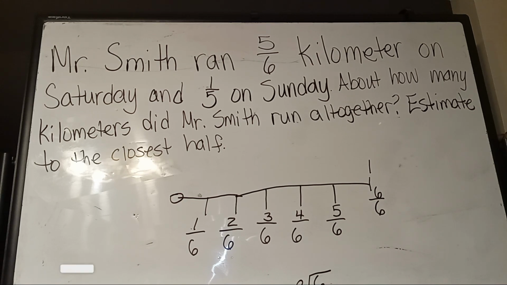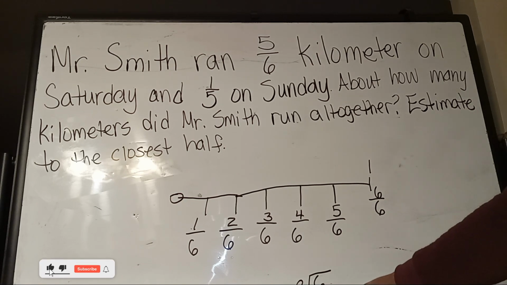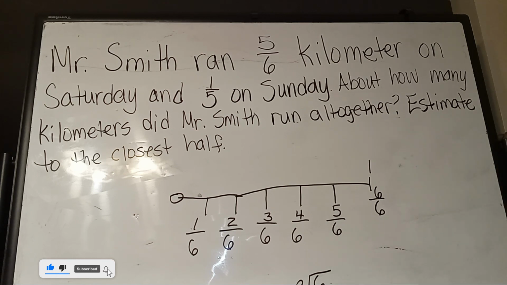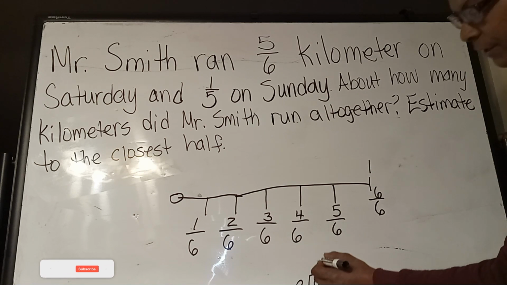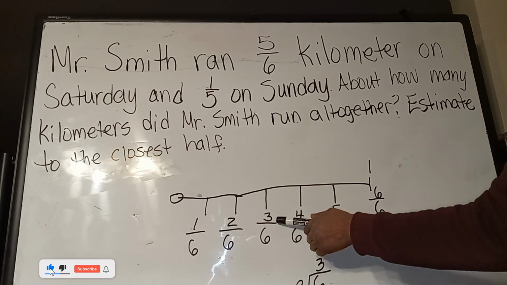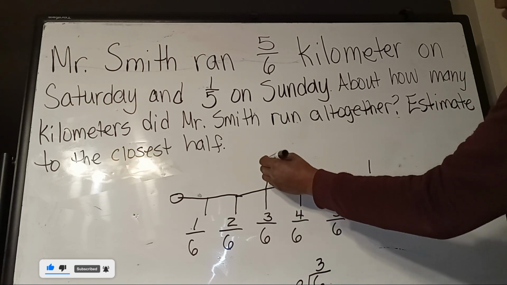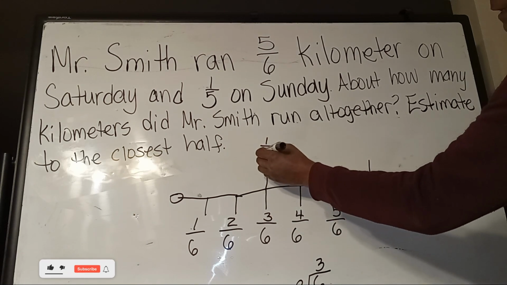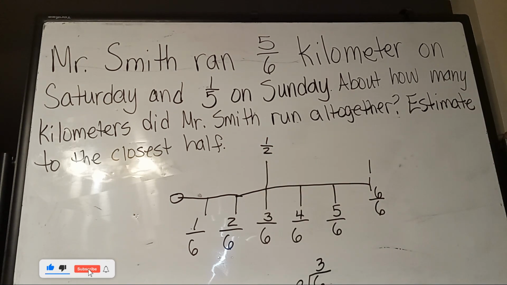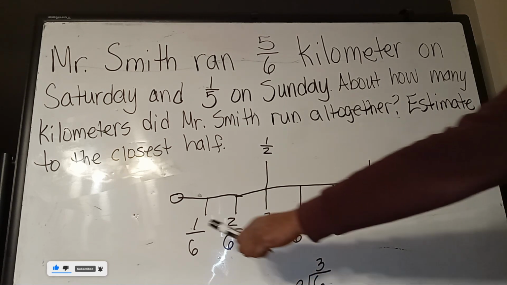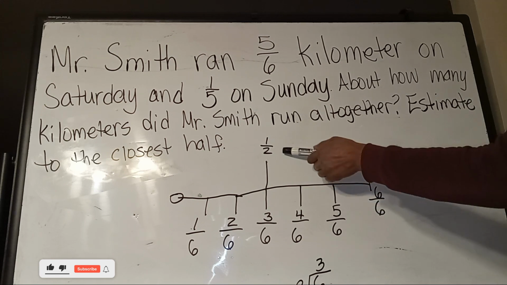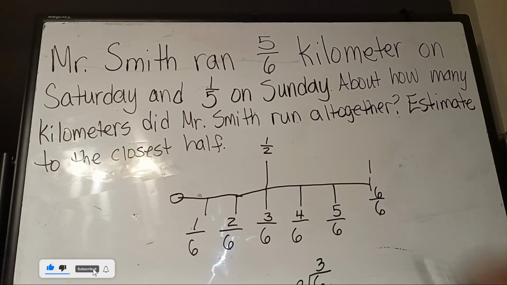Since ours is 6, we have 6 in the house and 2 on the outside. How many groups of 2 can we get out of 6? 3 groups. Therefore, where our 3 is at, this mark right here, is where our half mark would be. So we have our 0, our half mark, and our 1.